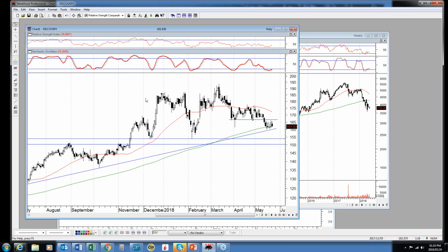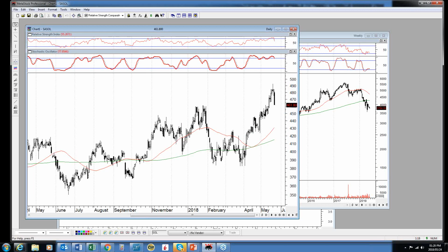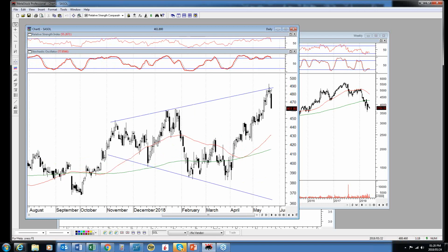All right, then somebody asks about Sasol. Okay, so Sasol. I spoke about that broadening pattern that we saw on BHP Billiton, and now you can see it very clearly here on Sasol as well. Something like that, right? So notice how it's reversed down off the upper end of that channel, off the upper end of that megaphone structure, sorry. A perfect shooting star candle there on Monday this week.